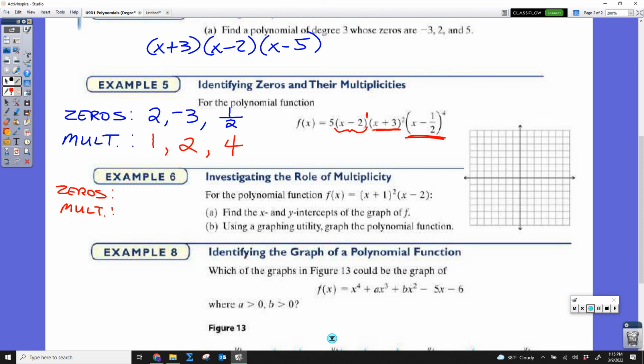After that, you're going to go through the instructions. Find the x and y intercept of the graph of f. So go find the x and y intercepts. You can go ahead and plot them over here to the right. Those are not too bad. Those should be pretty good values.